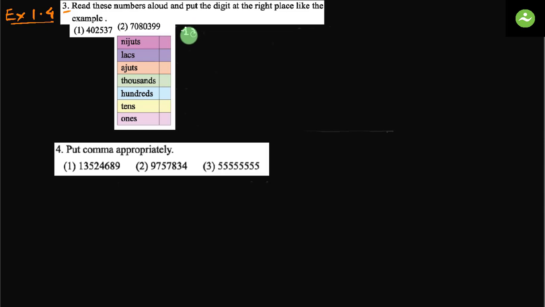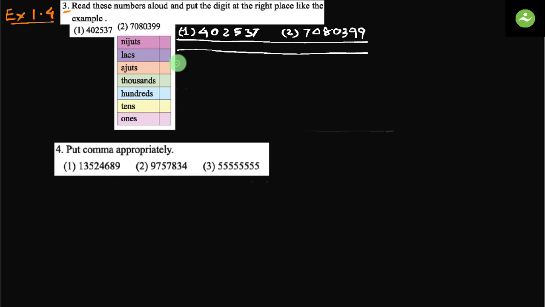Number 1, 402537. And the next one, 7080399. Okay, let us draw the structure so that we can put the digit in the right place.